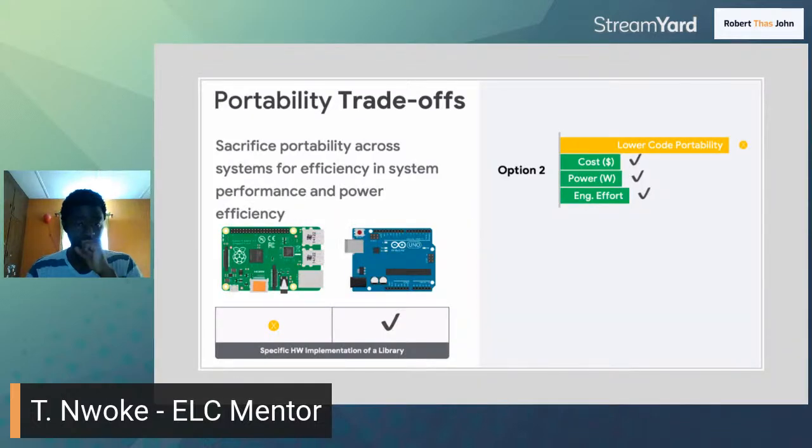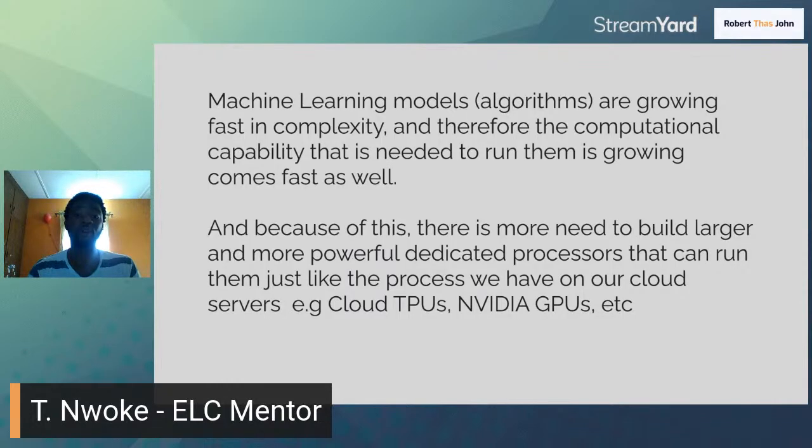So, sorry, they have to sacrifice portability across systems for efficiency in the system performance and power efficiency, right? So that is the difference between running code or running these programs or different programs across embedded devices. It is not portable across devices. So how do we also manage this? These are some of the challenges on the software end of things.